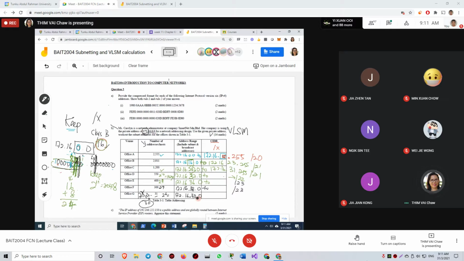Here is 40.0. From this 40.0, I need to think how many. My magic number here is 64. So that's why I will have 172.16.40.64 as a new address. Okay, and 172.16.40.63/26. This is a part over there.